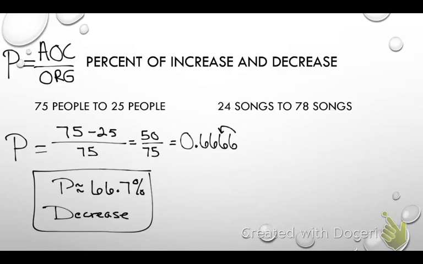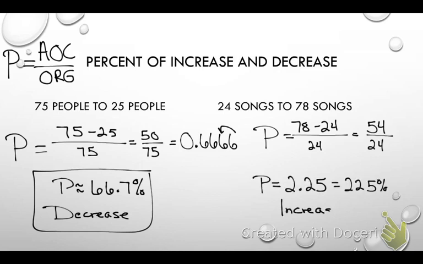All right, are you ready? Did you do 78 minus 24? Yes. Divided by what? 24. 24 was the starting value. Okay? So we get 54 over 24, which is 225%. Who got it? Increase. That's a big increase. 24 to 78. Okay? Do you see? Questions?